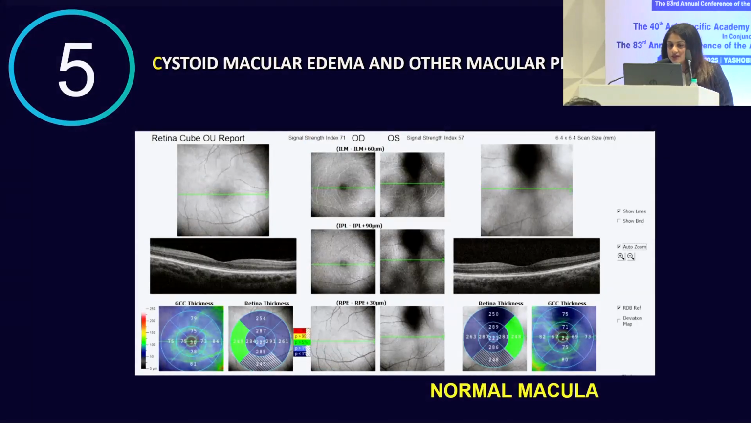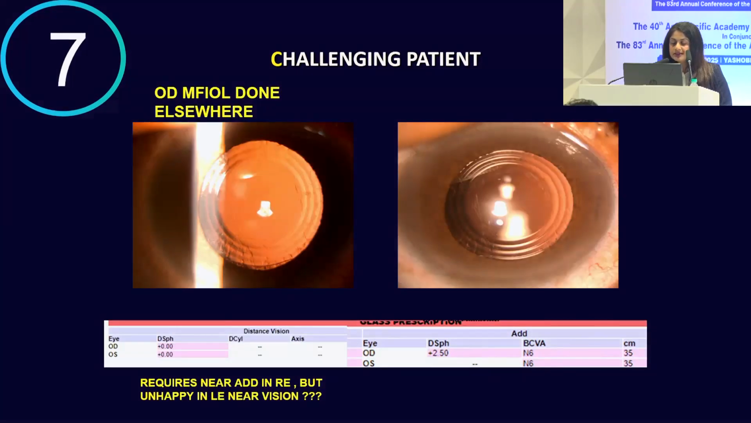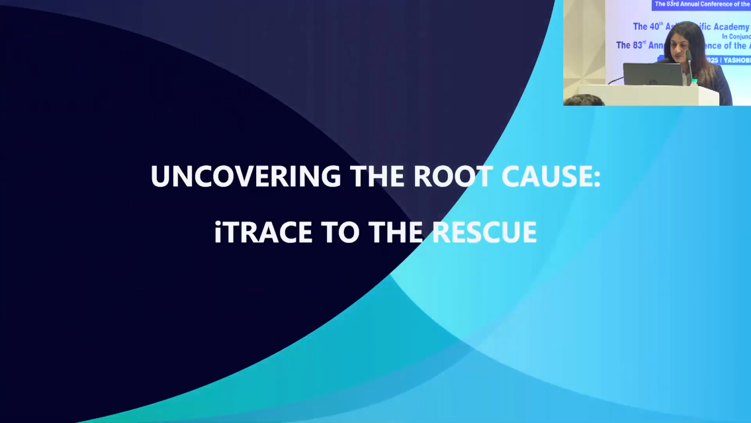The fifth C is the cystoid macular edema and other macular problems. As we can see, the OCT is within normal limits. The sixth C is the capsular opacities. We found only minimal posterior capsular folds, but no significant posterior capsular opacification, as we can see in the picture. The 7th C is some challenging patient. The right eye multifocal IOL was done somewhere else and required an add-on of plus 2.5 diopters, but the patient was unhappy in her left eye for near vision. So no clear reason for her symptoms was visible.